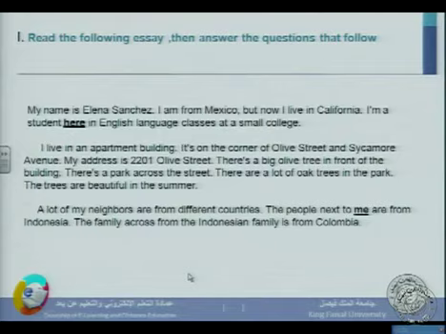My address is 2201 Olive Street. There is a big olive tree in front of the building. There is a park across the street. There are a lot of oak trees in the park. The trees are beautiful in the summer. A lot of my neighbors are from different countries. The people next to me are from Indonesia. The family across from the Indonesian family is from Colombia.